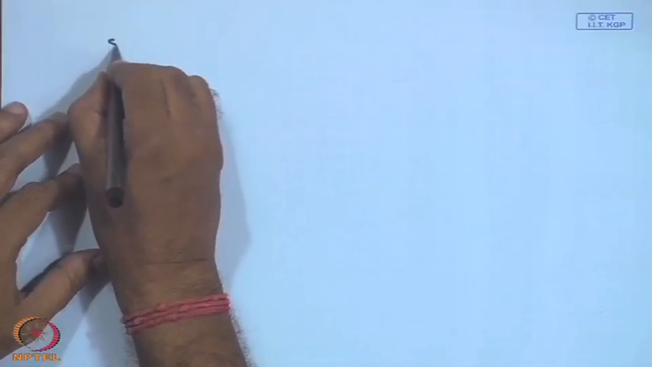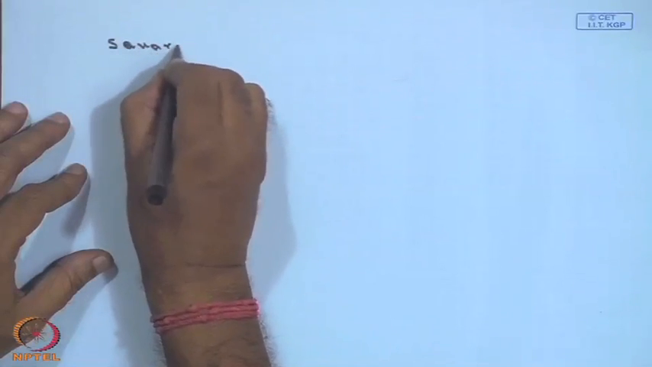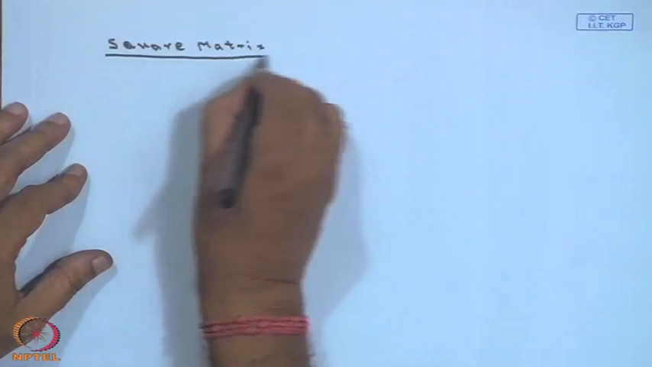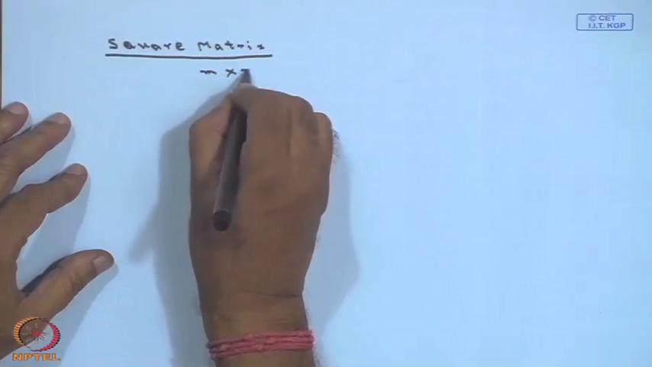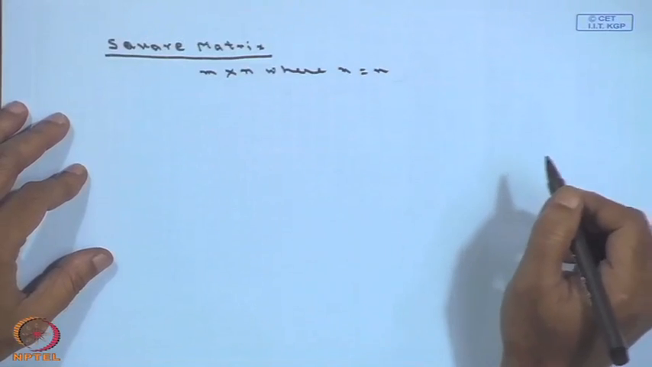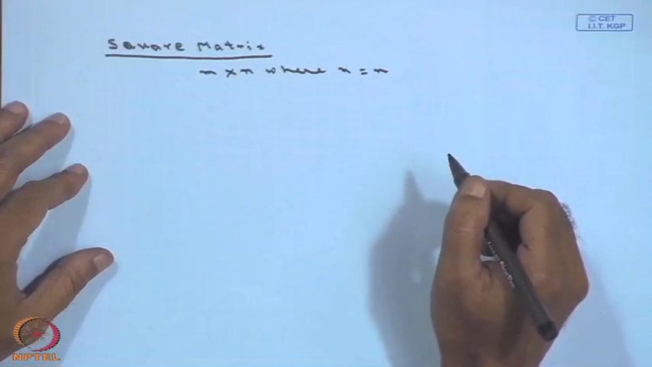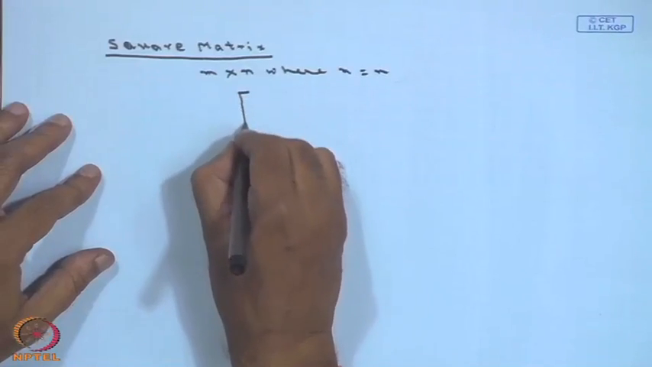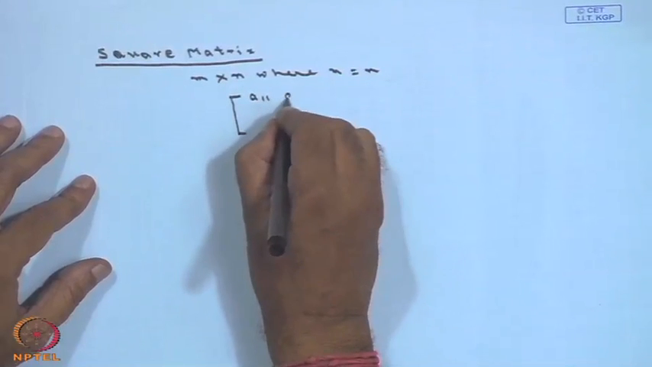Next comes the square matrix. If you have a matrix of order m cross n, where m equals n, that is, the number of rows and number of columns are equal, then we call that matrix a square matrix of order n. We can write it down like this.